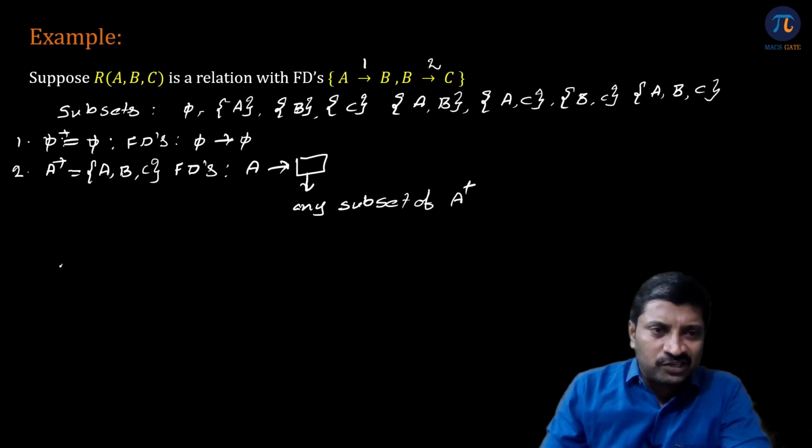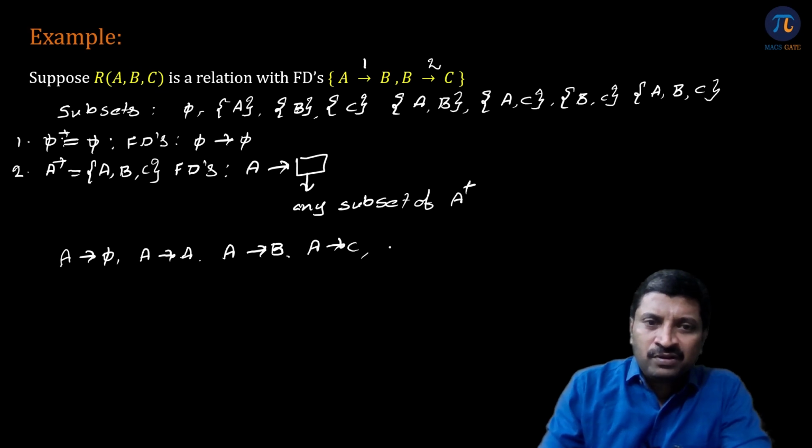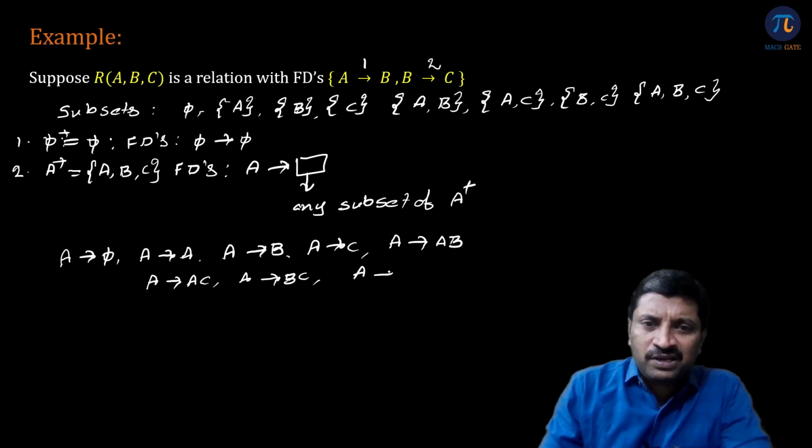So what we can write, sir? A implies empty set. Empty set is a subset of any set. I can write A implies A. We can write A implies B. We can write A implies C. A implies AB. A implies AC. A implies BC. A implies ABC. Because the closure set is equal to A, B, C.